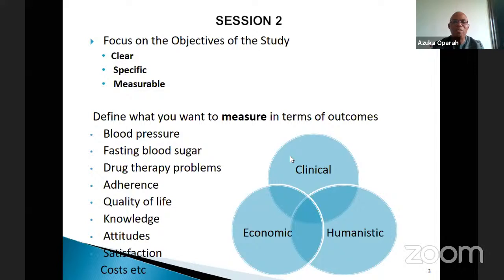Your kind of research, operational research, is actually research because you are looking at a definite outcome, which you can use to improve the system or the patient care process. So you have to clearly identify the outcomes or the parameters that you want to measure. That's the guiding principle under the objectives.